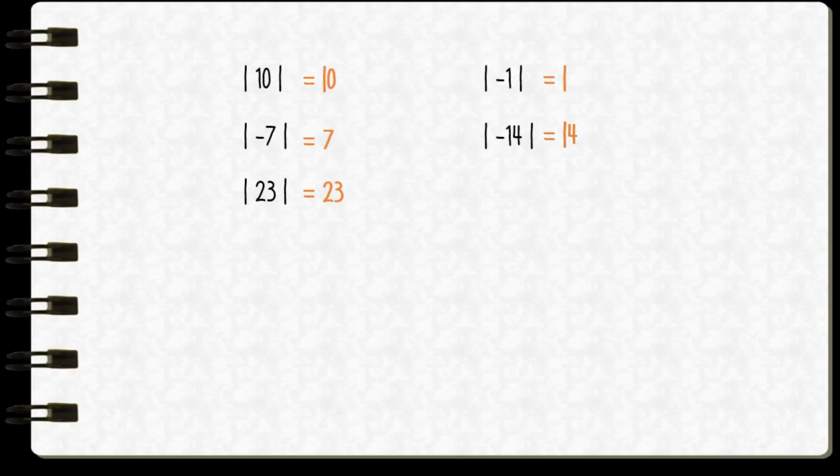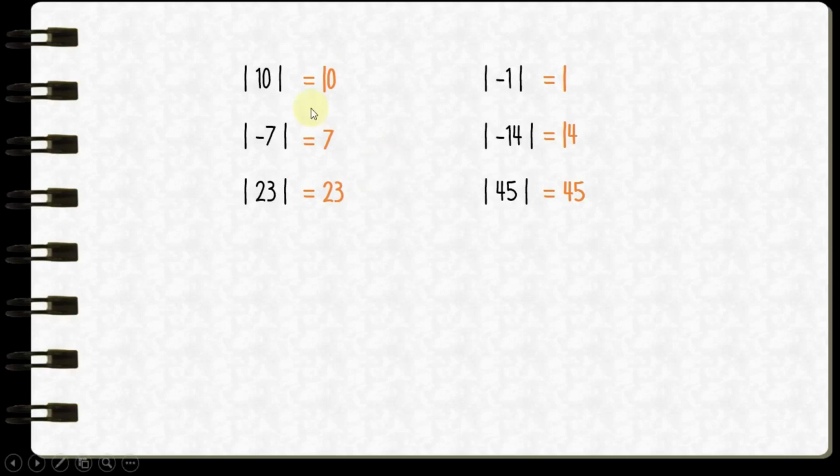Let's have more examples. So let's have the absolute value of +10. What's your answer? Very good, it's 10. How about -7? You're right, it's 7. Let's see. The absolute value of 23 is, very good, it is 23. How about -1? Very good again, it's 1. -14. -14 has the absolute value of 14. And how about the absolute value of 45? You're correct, it is 45.